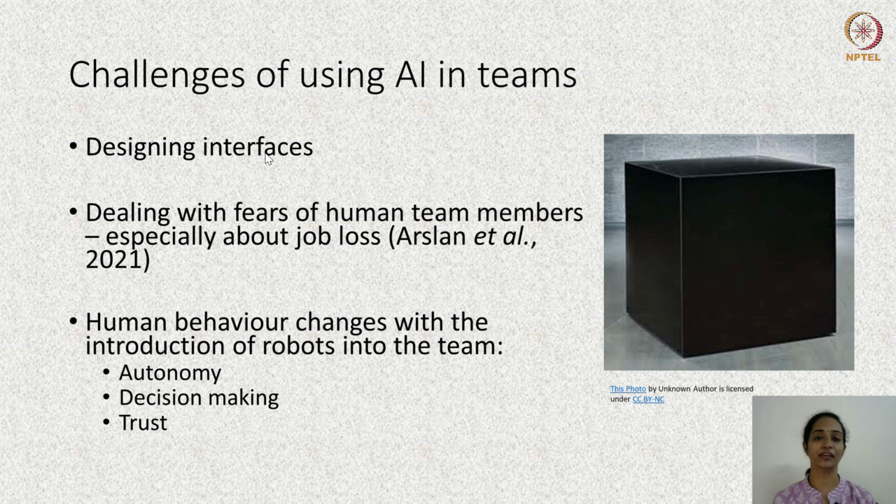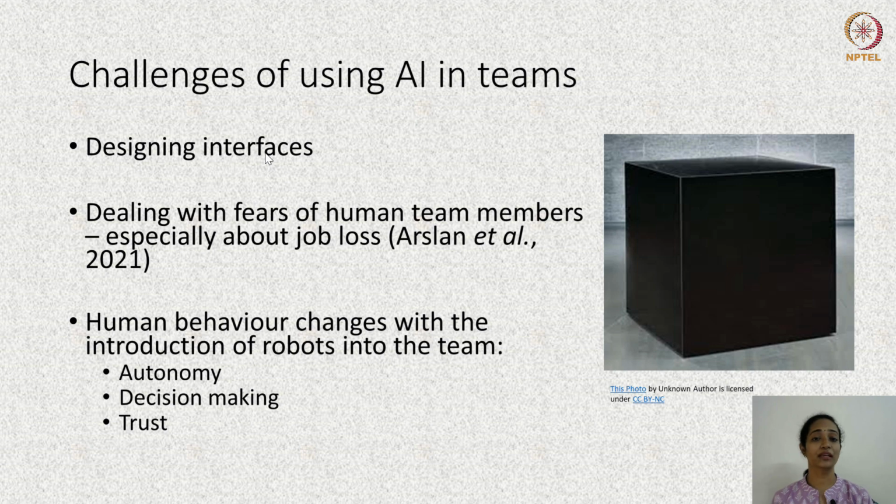The second main challenge of using AI in teams is dealing with the fear of team members. Primarily surrounding the fear of job loss, there are also additional fears among the human team members about learning new competencies or acquiring new skills so that they can work with their AI teammates.